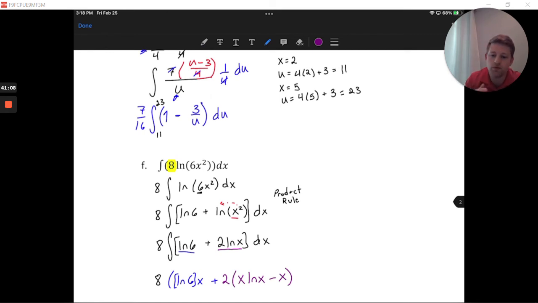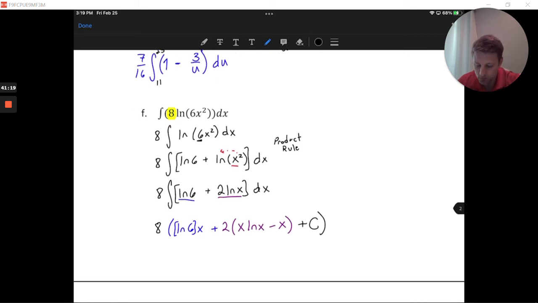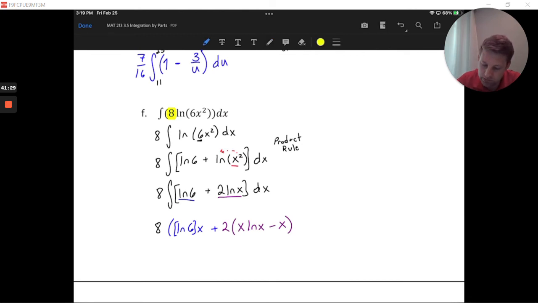And then again, for the complete term here, we can just add some constant plus c at the very end. And this would work for our final result. If you do want to distribute that 8 into the parenthesis, that works totally fine, but you don't necessarily have to. I'll go ahead and just simplify this to give the final result here.